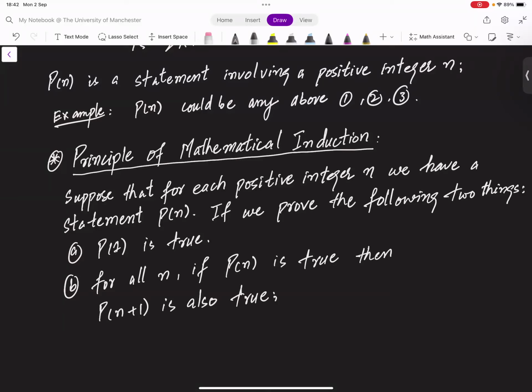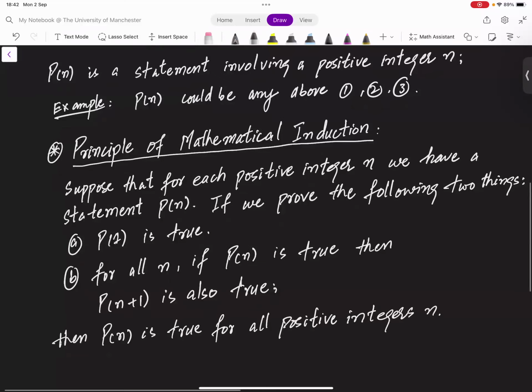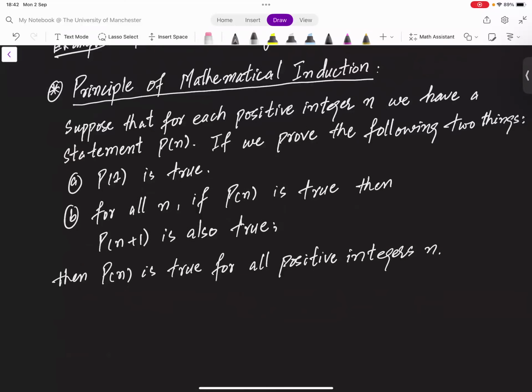And this says then the statement is true for all positive integers n. This is the principle of mathematical induction.